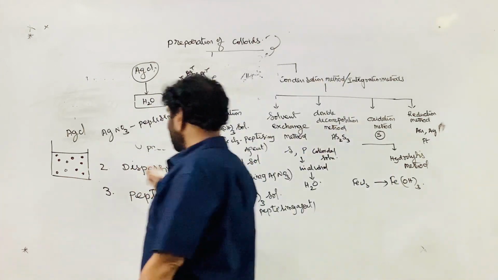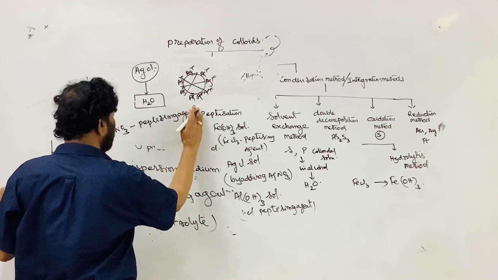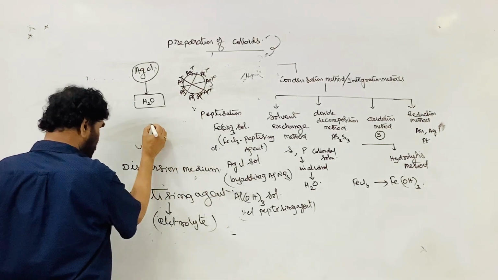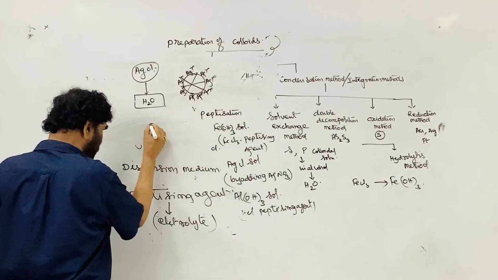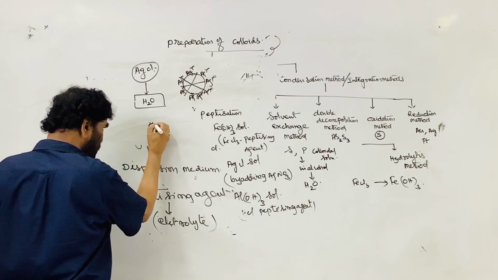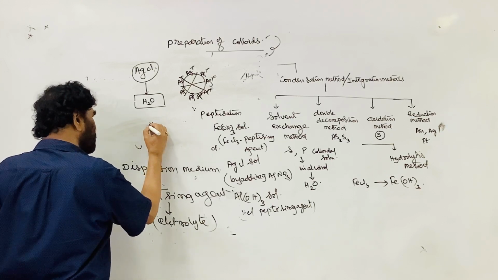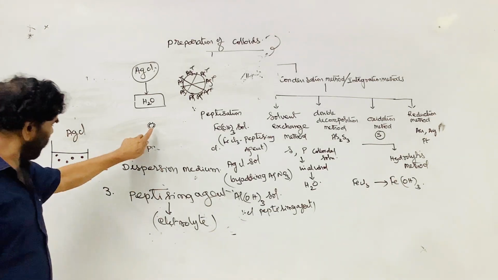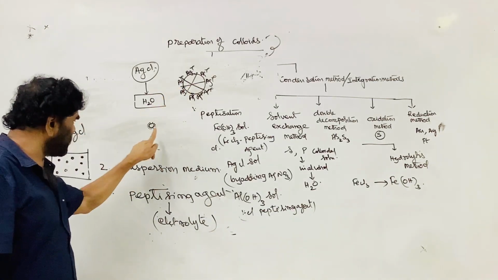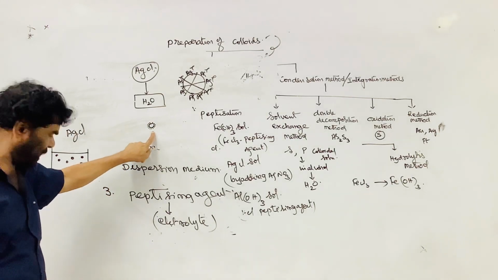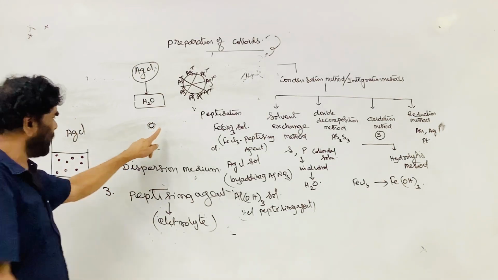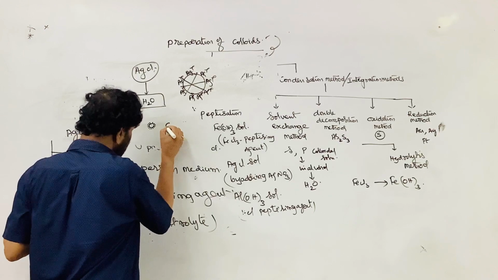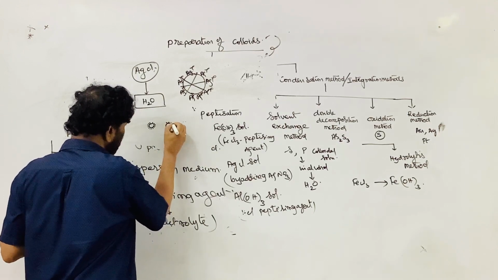Now these are small particles of silver chloride. These are the silver ions and the silver chloride. Earlier this was in the bigger size; now it is in the colloidal size. This is AgCl with adsorbed silver ion.